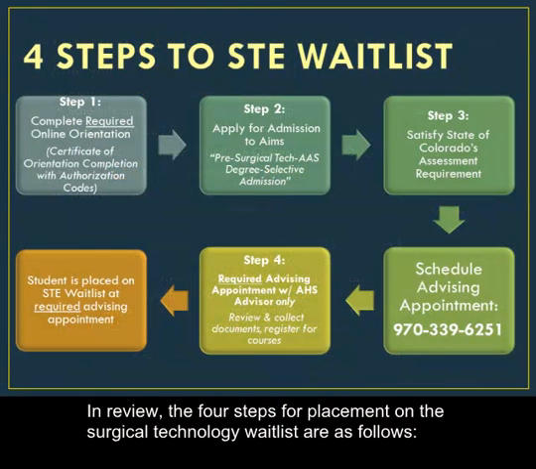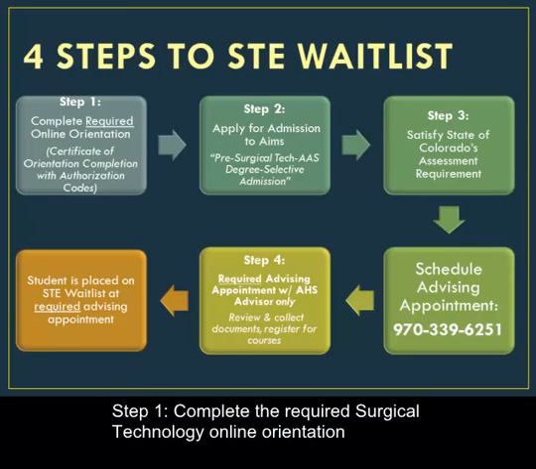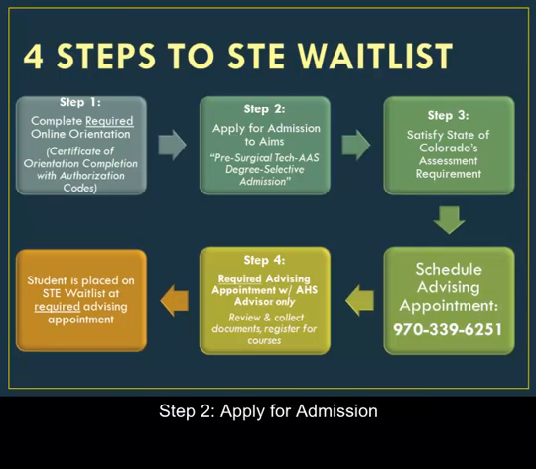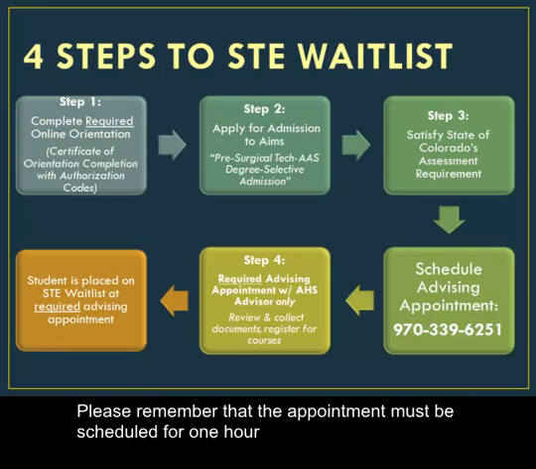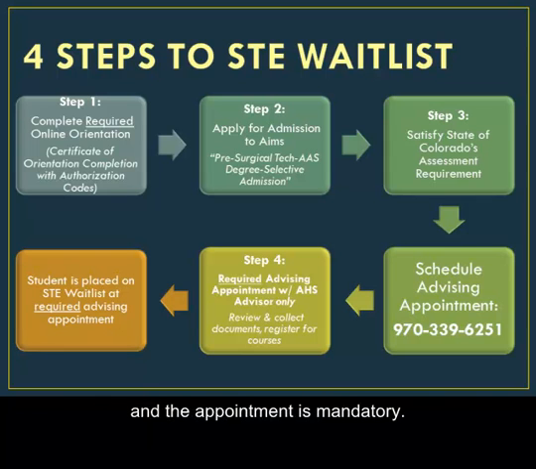In review, the 4 steps for placement on the Surgical Technology waitlist are as follows. Step 1. Complete the required Surgical Technology online orientation. Step 2. Apply for admission to Ames Community College. Step 3. Satisfy the state's assessment requirement. And Step 4. Schedule and meet with an allied health science advisor, at which time you will be placed on the Surgical Technology waitlist. Please remember that the appointment must be scheduled for 1 hour, and the appointment is mandatory.